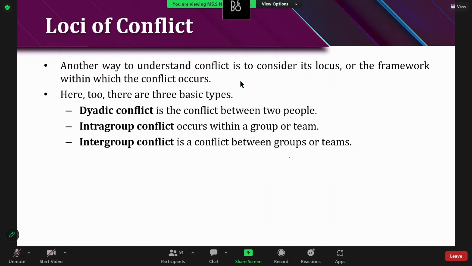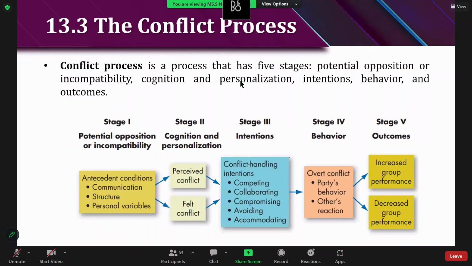Okay, thank you. So now we are moving on to the next part, which is the conflict process. Conflict process is a process that has 5 different stages. We can expect every conflict to go through or move along these 5 different stages.